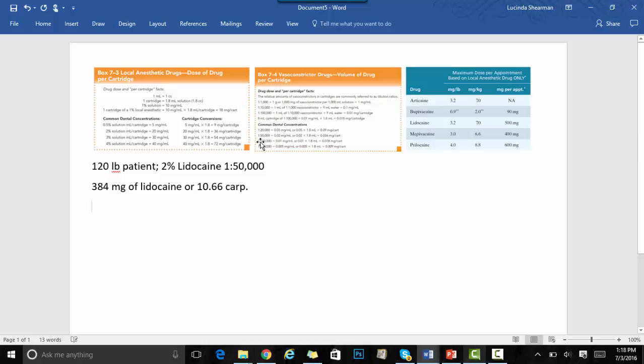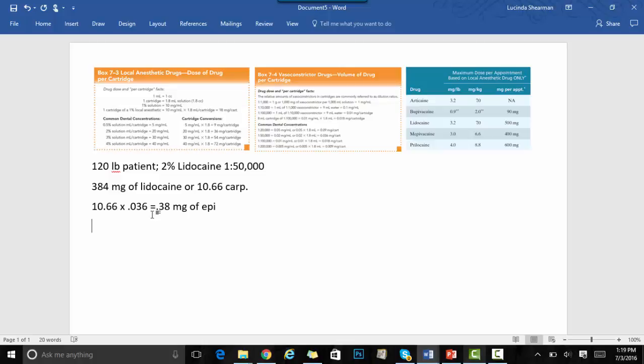1 to 50,000 epinephrine has 0.036 milligrams per cartridge. If our patient can have 10.66 carpules and each carpule has 0.036 milligrams of epinephrine in it, then that's a total of 0.38 milligrams of epinephrine. The MRD of epinephrine for a healthy patient is 0.2 milligrams. This is over the MRD for epinephrine for this patient.